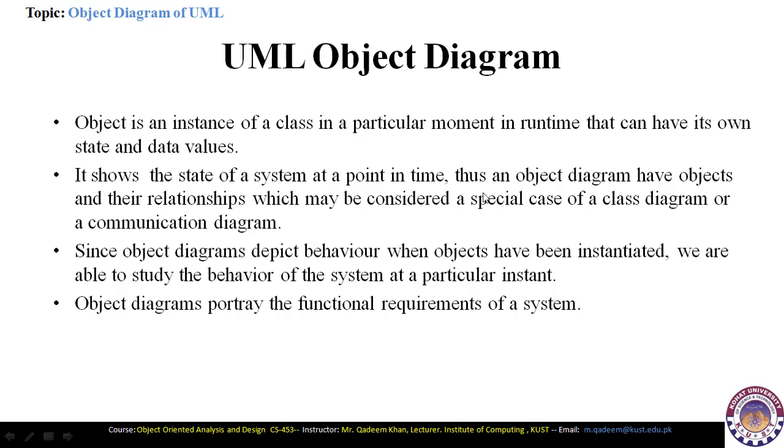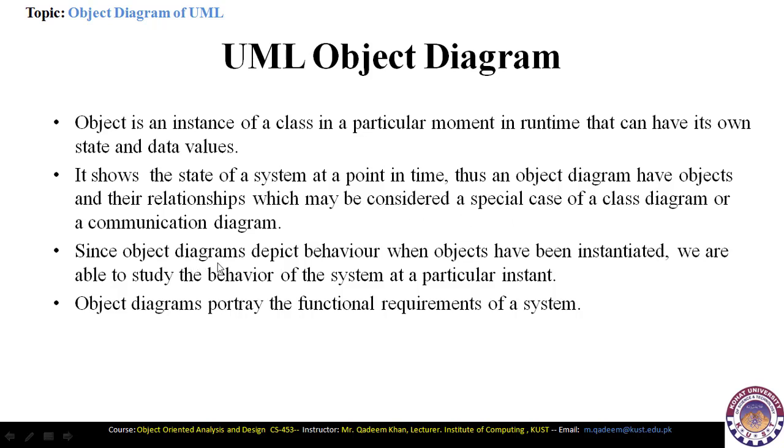Thus, an object diagram has the objects and the relationships, and may be considered a special case of a class diagram or a communication diagram. Because there is the element of time, it is also a representative of the communication diagram of the UML as well. And it is also a special case of the class diagram.